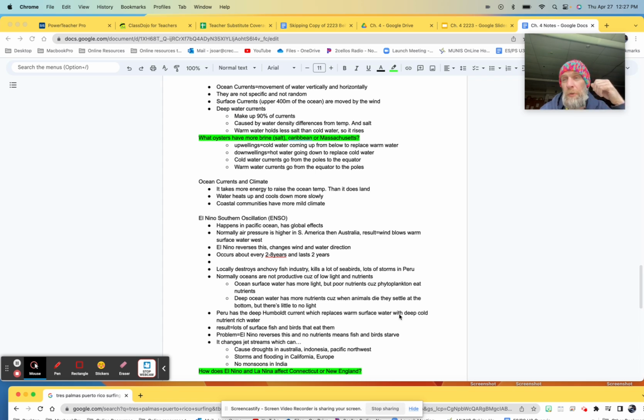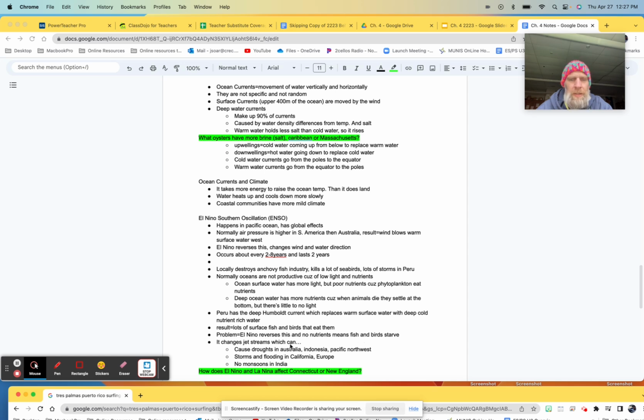Right up until the Humboldt Current goes away because of El Nino. El Nino shuts it down like it's the lunch line at 12:50. It's just not going to happen. So that's why, with El Nino, no nutrients means fish and birds starve.